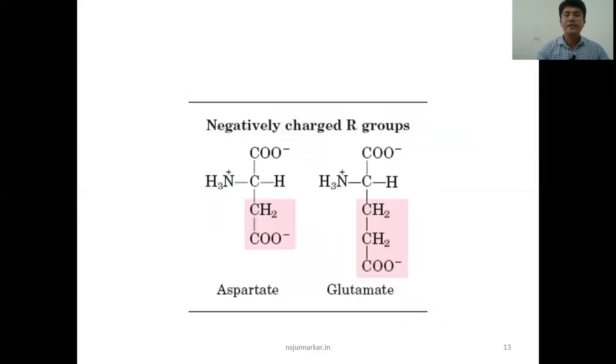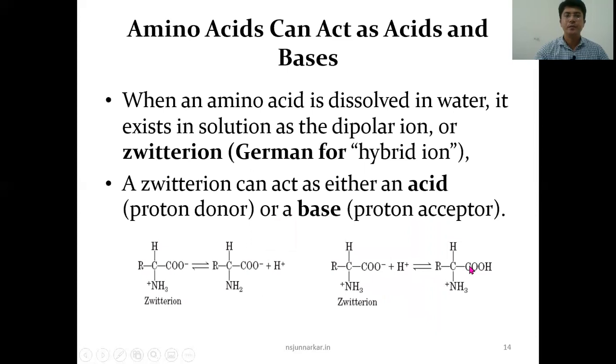The amino acids with negatively charged side chains include aspartate and glutamate, which have an additional carboxyl group in the side chain, which contributes to the negative charge. Amino acids have several properties, and one of them is that they can act as acids and bases.